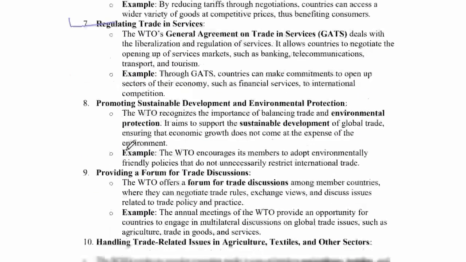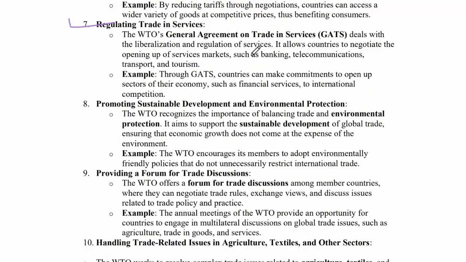Seventh, regulating trade in services. The WTO's General Agreement on Trade in Services (GATS) deals with the liberalization and regulation of services. It allows countries to negotiate the opening of the services markets such as banking, telecommunications, transport, and tourism. Example, through GATS, countries can make commitments to open up sectors of their economy such as financial services to international competition.